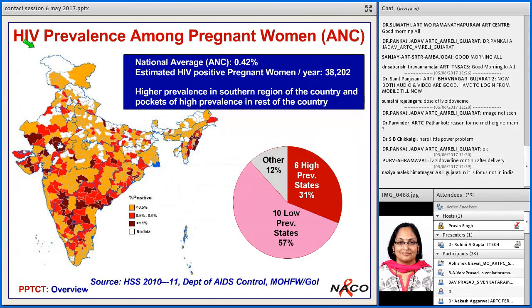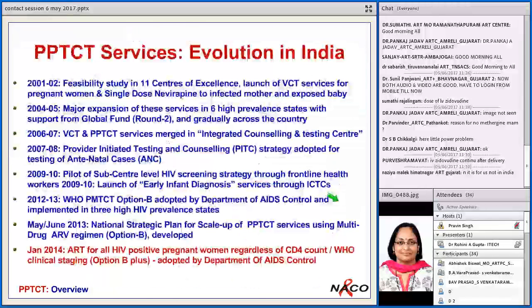This is about India. Now let's talk about what is happening in India. What is the HIV prevalence amongst pregnant women? It's marked by this maroon color. Please look at this: 6 high prevalence states, mostly the south states. But remember, if you look at it properly, you will see that this maroon color is there in all the states, small pockets in all the states. So HIV prevalence amongst pregnant women is there in all the states of India.